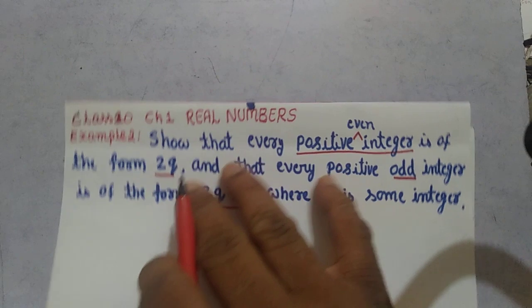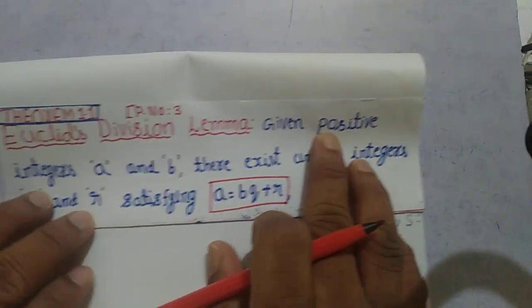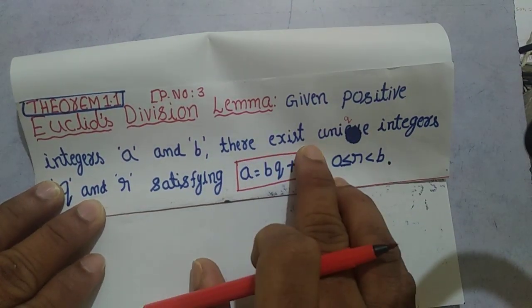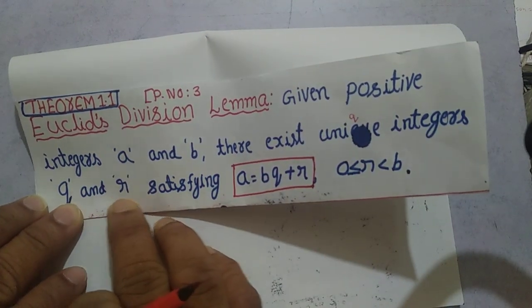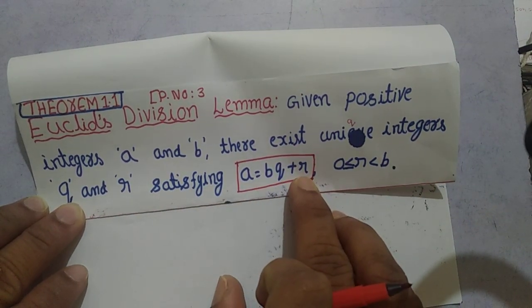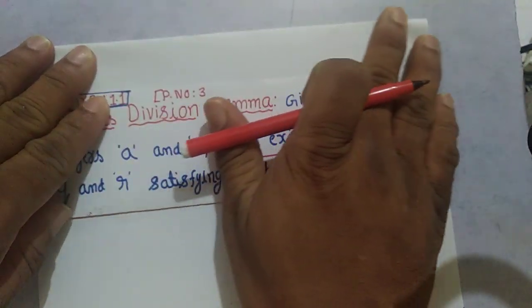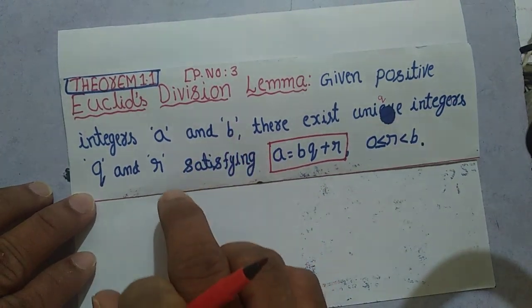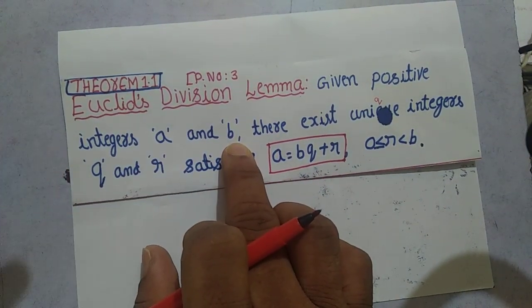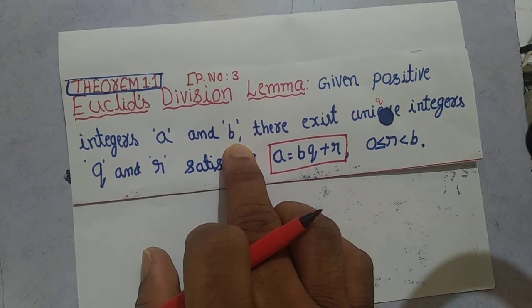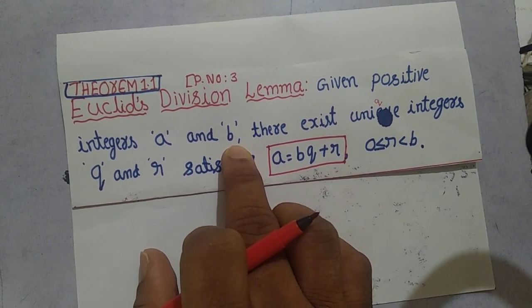What does the lemma say? Given positive integers a and b, there exist unique integers q and r satisfying a equals bq plus r. To solve using Euclid's division lemma, we first require two numbers. For those two numbers we can get two more numbers. In the question itself we will get some clues.